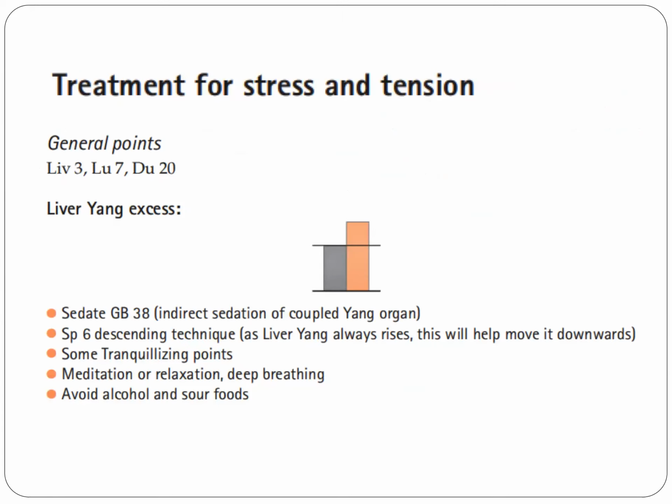Treatment for stress and tension. General points: liver 3, lung 7, and Du 20. For liver yang excess, sedate gallbladder 38, indirect sedation of the coupled yang organ. Spleen 6, descending technique: as liver yang always rises, this will help move it downwards. Some tranquilizing points, meditation or relaxation, and deep breathing. And the last is to avoid alcohol and sour foods.